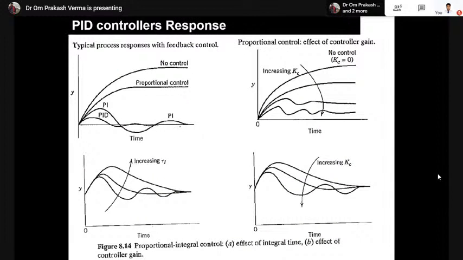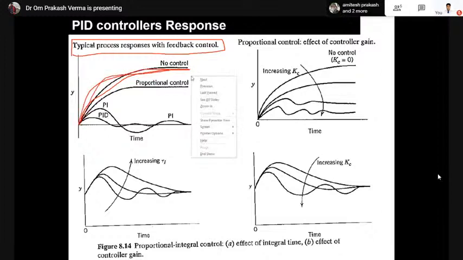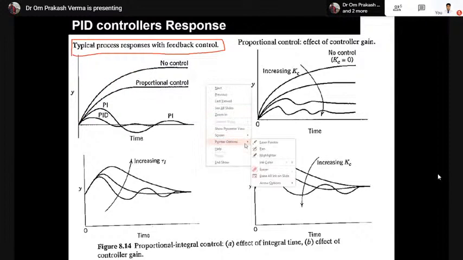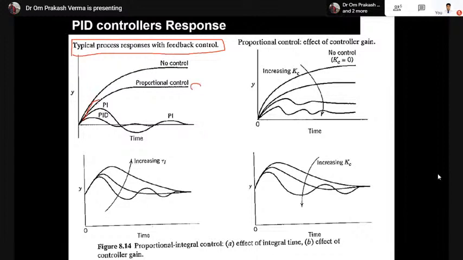What happened with the different types of controller when you use them? So in the first case, this is the typical response with feedback control. When there is no control, that is simply a feedback system, such type of response you will get. But when you apply the proportional controller, then this second type of response you will get, right?